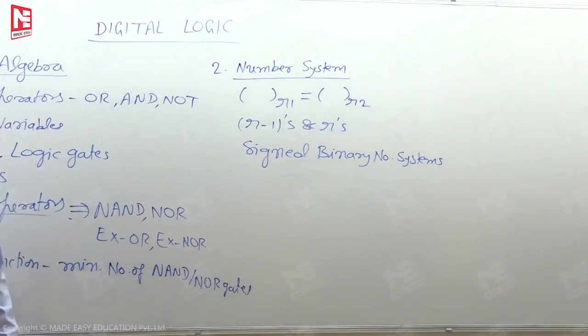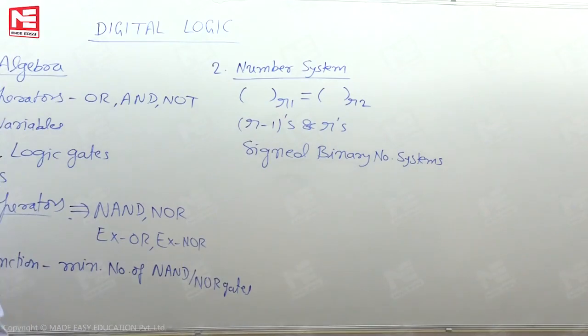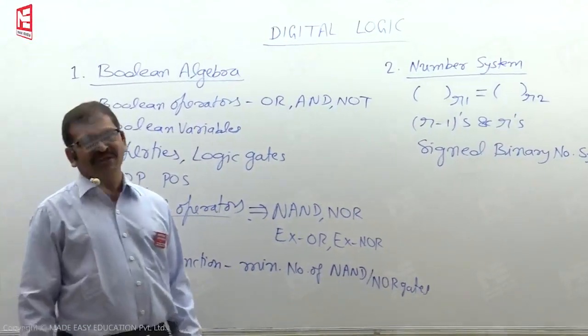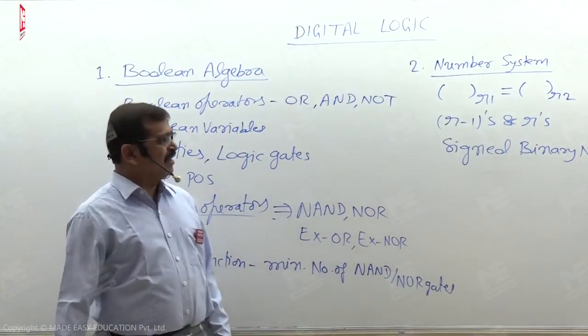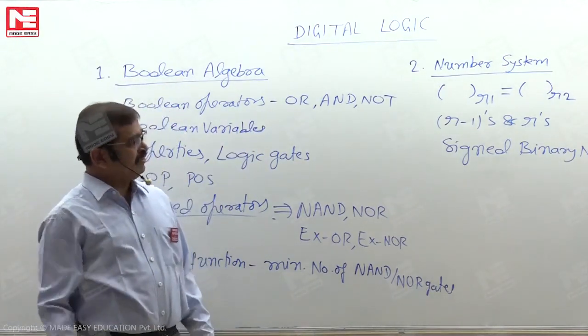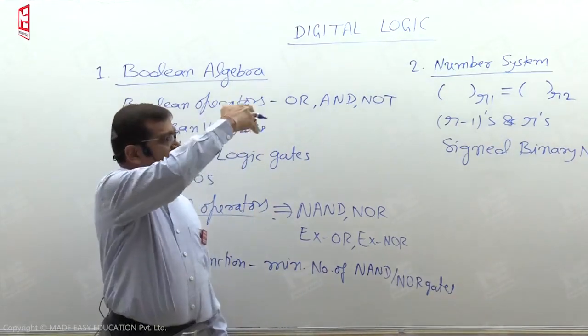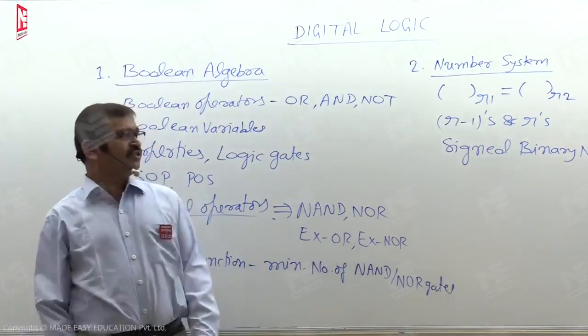Here we are not looking at the codes. I am not discussing at this point the BCD codes or gray codes or XS3 codes. In due course, we'll be covering those things. But under the heading of the number system in our syllabus, these are the points we'll be discussing.